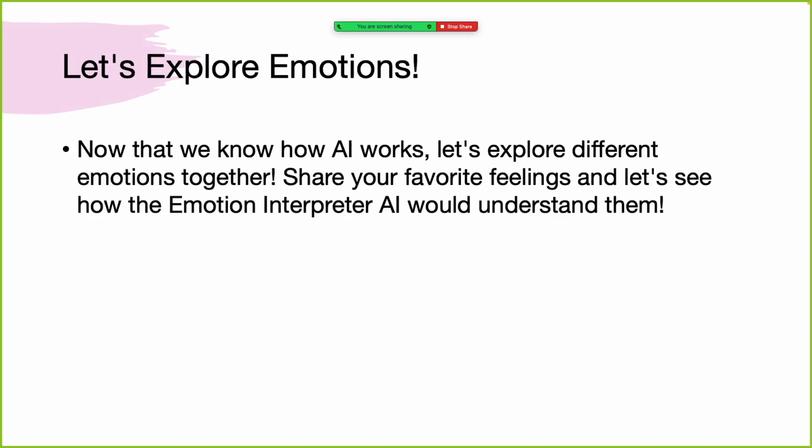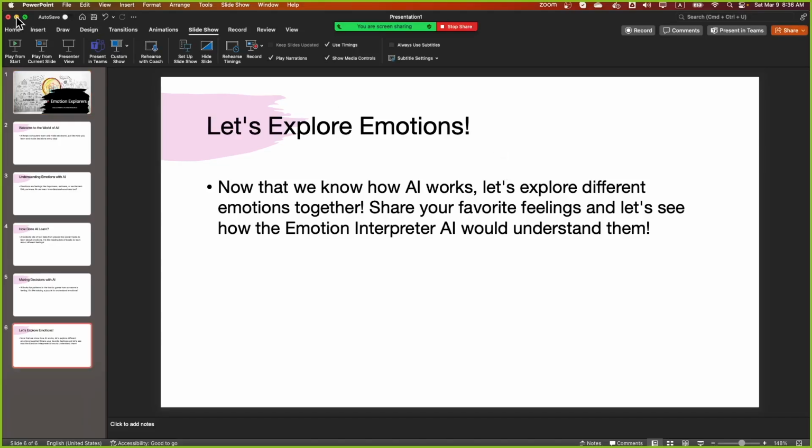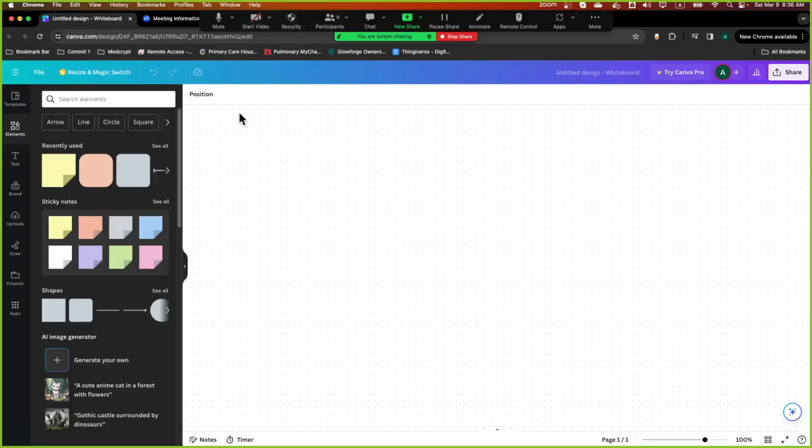Okay, so now we're gonna get right into it. We're gonna create our emotion explorer, and we're gonna learn about different emotions, and then we're gonna see how the robot is eventually gonna use artificial intelligence to tell us how the person is feeling.